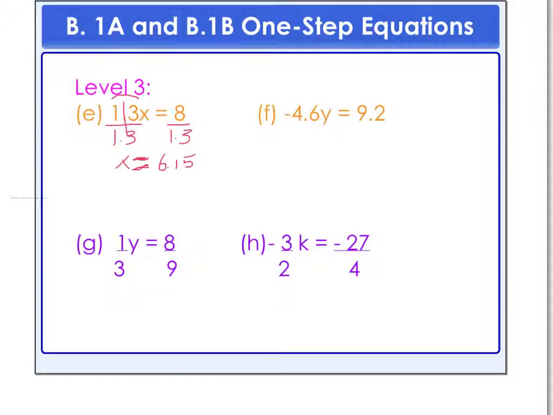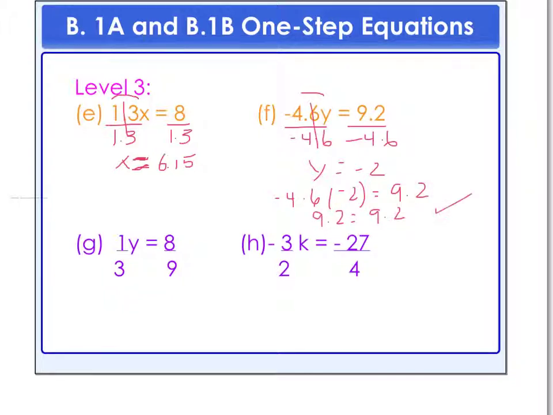The next one, we've got a negative 4.6 connected to our y. To undo that, we have to divide. Y equals 9.2 divided by negative 4.6. We get negative 2. If I wanted to check my answer, does negative 4.6 times negative 2 equal 9.2? And yes, it does. A negative and a negative gives us a positive. It checks out.